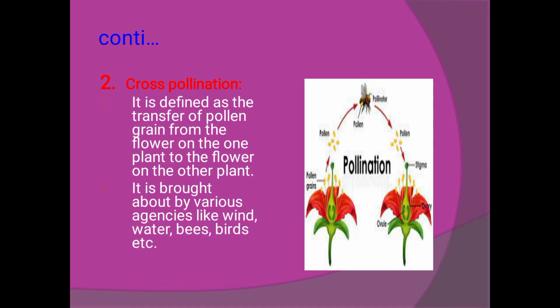Cross-pollination. It is the pollination across two plants' flowers, and its condition is that the flowers must be of the same species. For example, the pollen grains of a rose flower will be transferred to the stigma of another rose, and so on and so forth. So we define it as the transfer of pollen grains from the flower on one plant to the flower on other plants of the same species. Now, cross-pollination is brought about by various sources like wind, water, bees, birds, bats, and other animals, including humans.